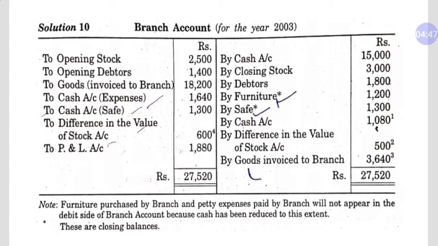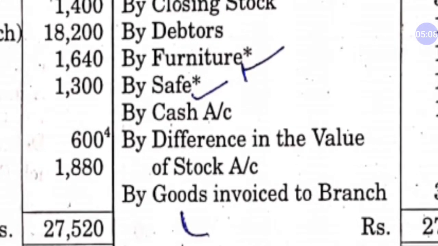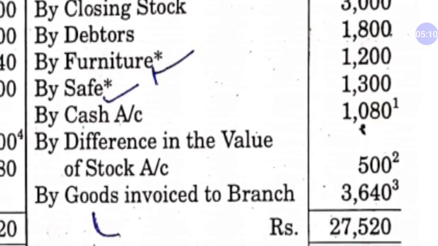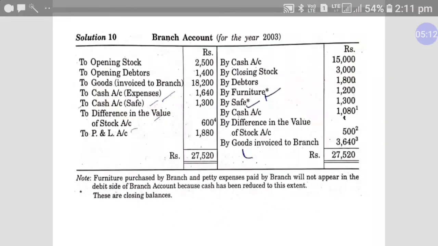It involves an amount of profit, and this amount of profit is called difference in the value of stock. It will be transferred to the opposite side, which means the debit side. So we will calculate the difference in the value of stock, and we will post it on the credit side of the branch account. As you can see here, it is by difference in the value of stock rupees 500. How does it come? Let's check.